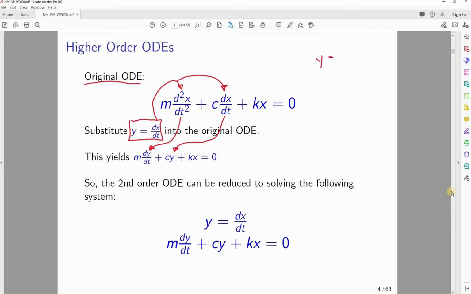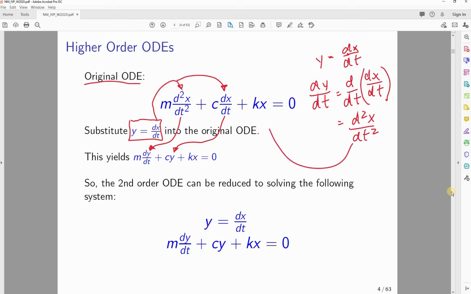Effectively, if I have this equation, y equals dx/dt, I can take the derivative of both sides. I'm left with dy/dt equals d/dt of dx/dt, which is nothing more than d²x over dt². All right, so we take all these equations, plug them in, and we're left with a system of first order ordinary differential equations. Here's the first one, and here's the second one. And so we can solve these together, and we never have to worry about the second order stuff from beforehand.